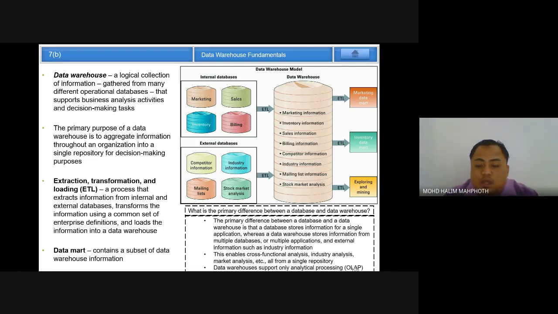Data warehouse supports only analytical processing, or what we call OLAP. This is some of the key functions of the data warehouse.